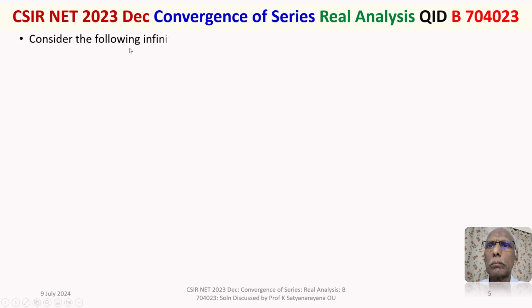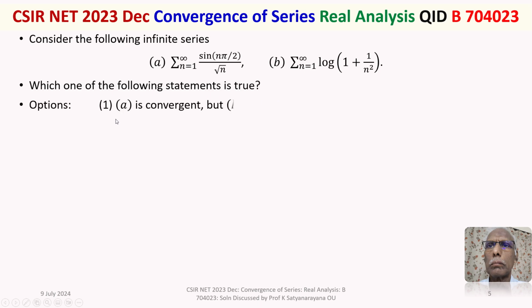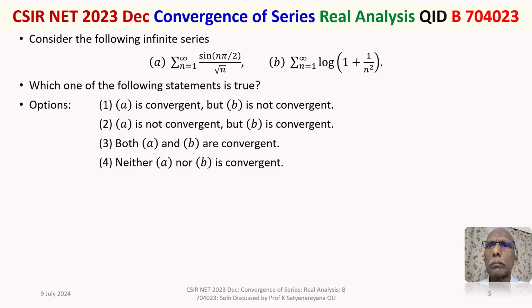The given question is: consider the following infinite series. Series A, sigma n equals 1 to infinity, sine of n pi by 2 by square root of n. Series B is given by sigma n equals 1 to infinity, log of 1 plus 1 by n square. Which one of the following statements is true? We are given 4 options, and these options are related to the convergence of the series A and the convergence of the series B. Let's now discuss the solution of the problem in detail.